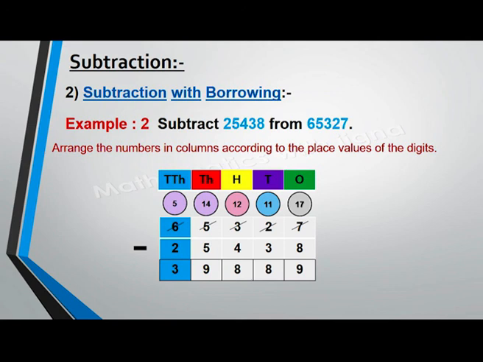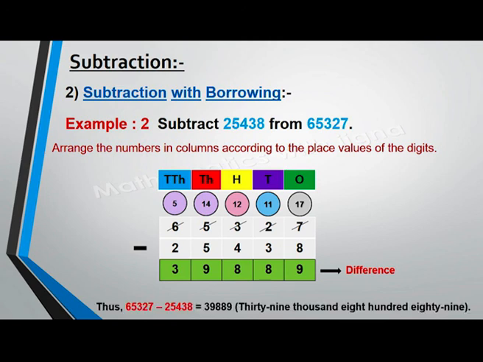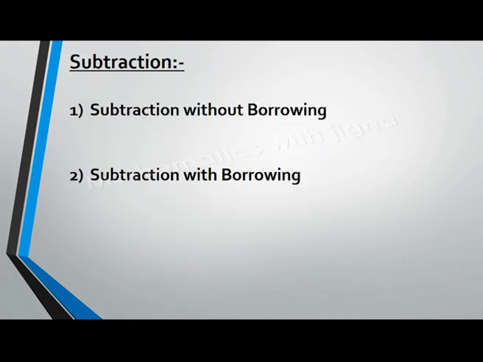So 39,889 is the difference. Thus 65,327 minus 25,438 is equal to 39,889. So students, this is how you can do the subtraction without borrowing and with borrowing very easily.